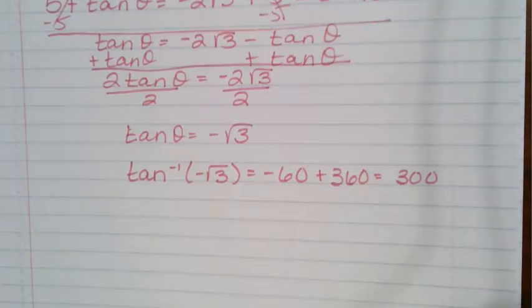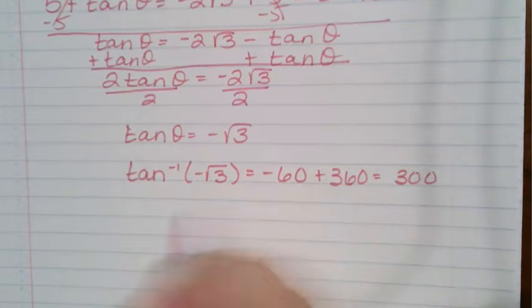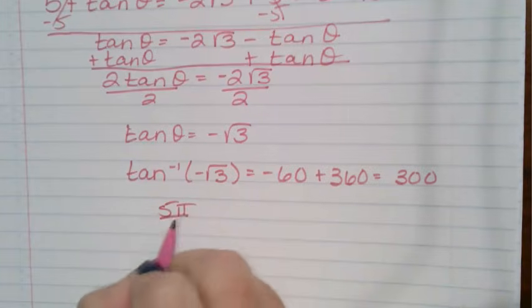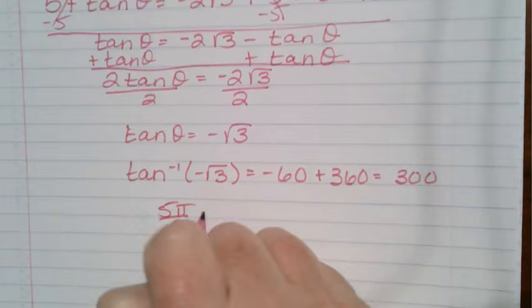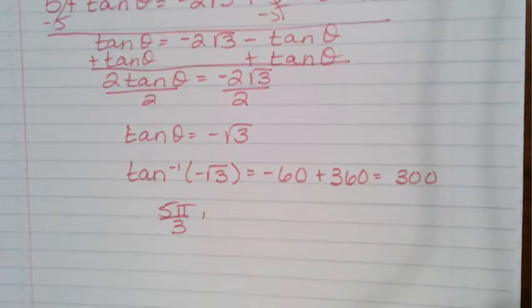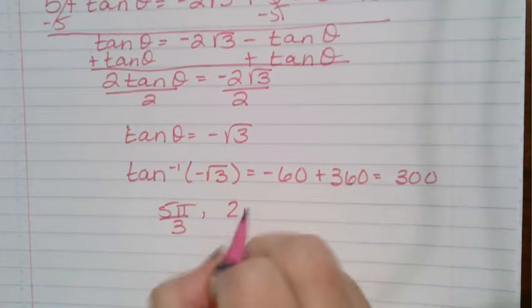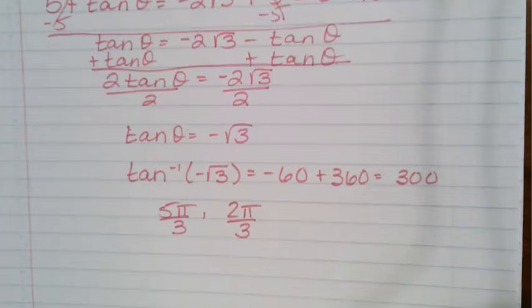So then that's when you look on the unit circle. So you get 5 pi over 3. Okay, and then you're going to go across it, and you're going to get, I believe it is, 2 pi over 3. Okay, and that's how you get that one.